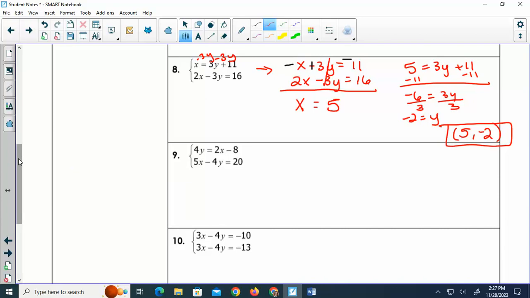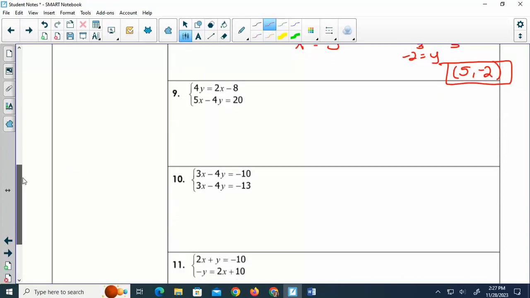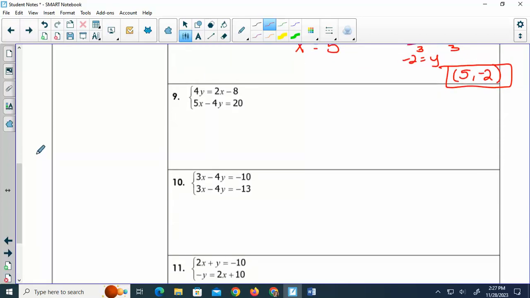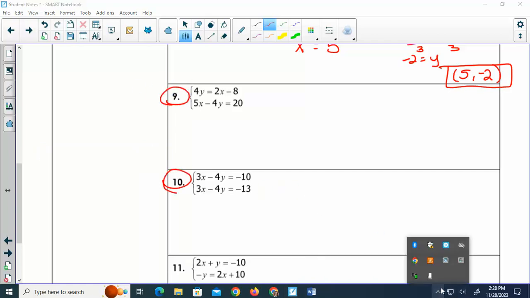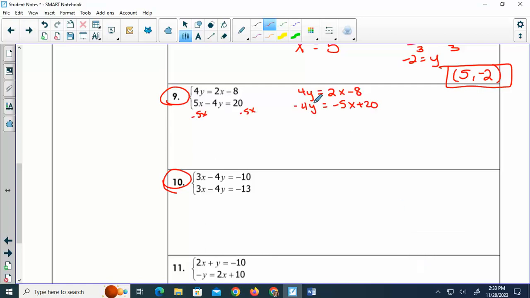Okay, why don't you guys take a couple minutes and try the last. Well, try 9, and if you finish that, you can do 10. If you get done and you're waiting on me, go ahead and try 10. And that lines them up the same. And then positive 4y and negative 4y, those are opposites. So we can just go ahead and add these two equations together.